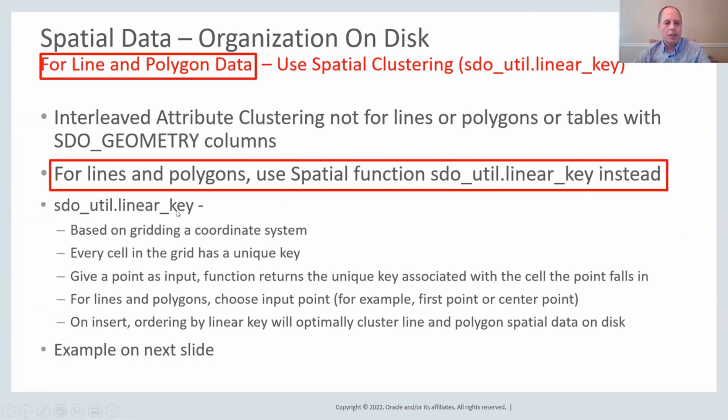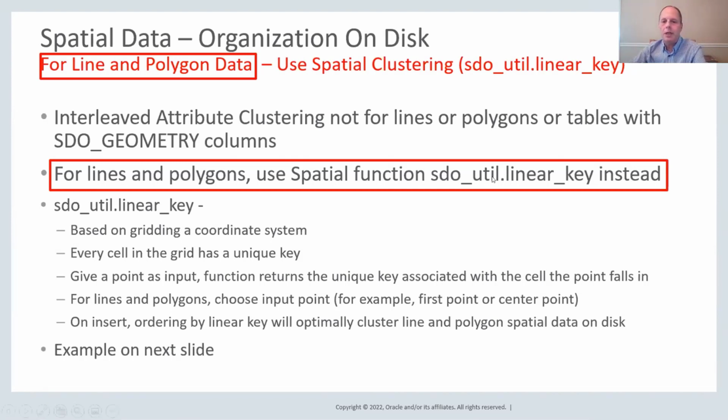Linear key is based on gridding a coordinate system. I like to think of it as a piece of graph paper on your coordinate system. You're going to have cells, and you basically decide the size of the cells on that piece of graph paper. The clustering is going to happen on those cells. Every cell in the grid has a unique key.